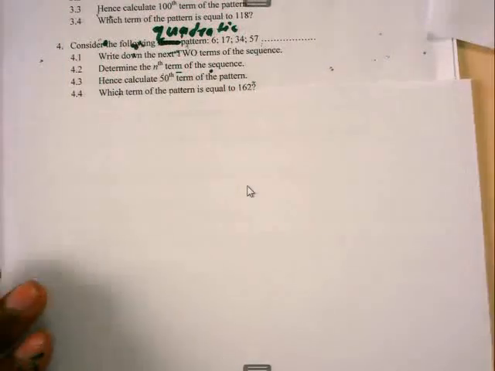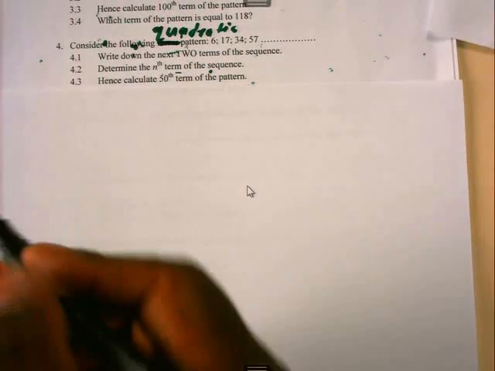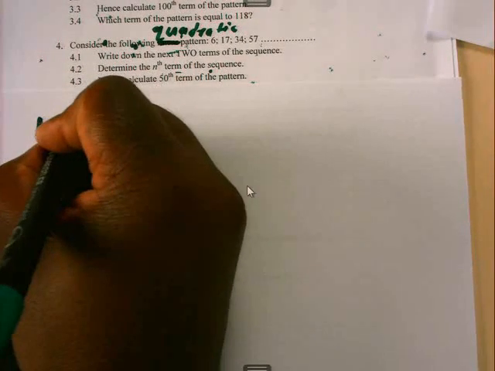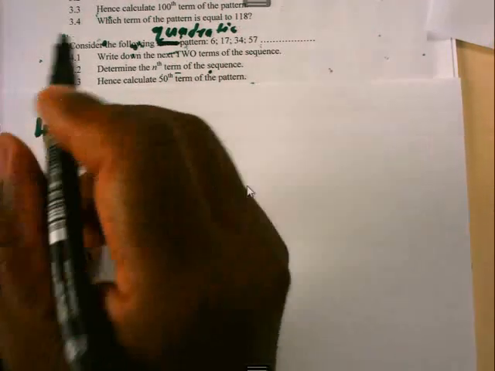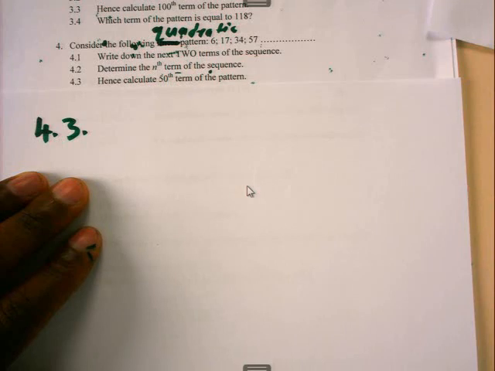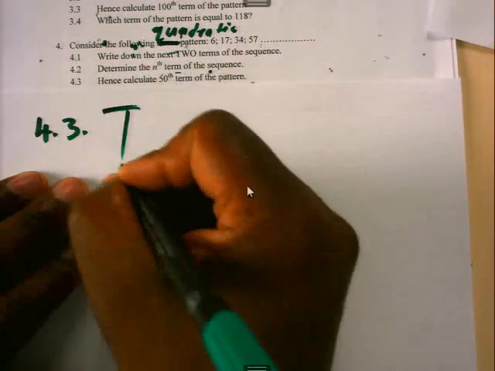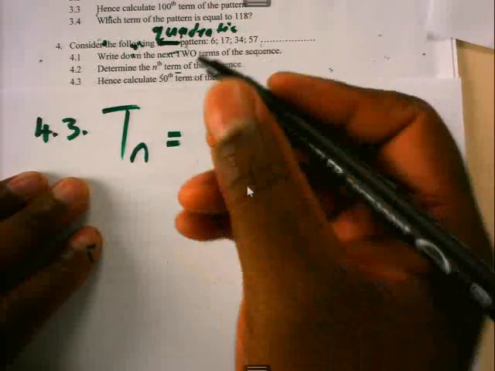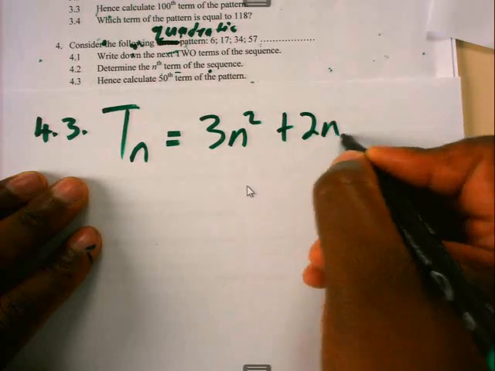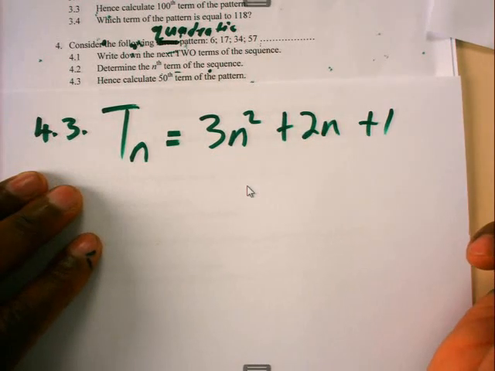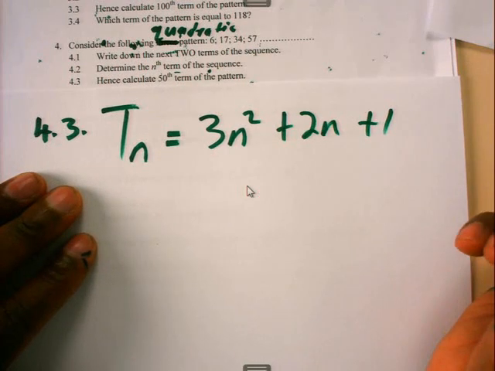Number 3, 4.3. Hence determine the 50th term of the sequence. Remember we said hence means use the above solution to solve this one. Meaning, from the above solution you've got the nth term as 3n squared plus 2n plus 1. That is our solution, our nth term. So the question says the 50th term.